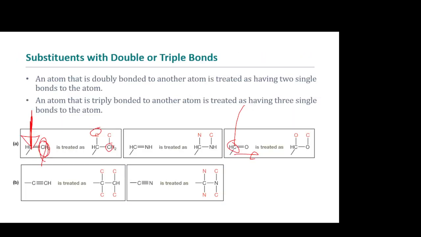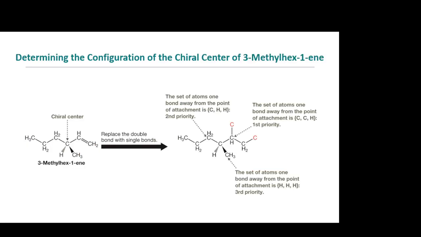Okay, triple bonds would be what? Counting it? Yeah, 3 times. Exactly. You got it. Okay, so this right here, again, we're going to be figuring out that configuration for this chiral center. And so again, there's our chiral center right there. Can everybody see that okay?